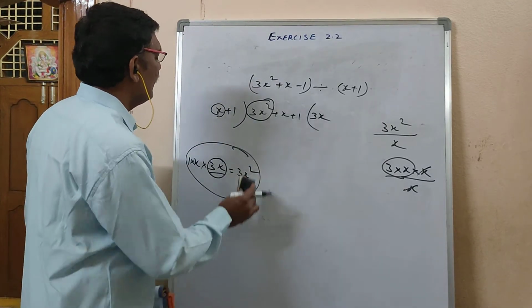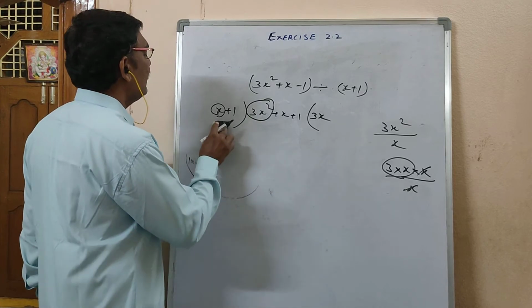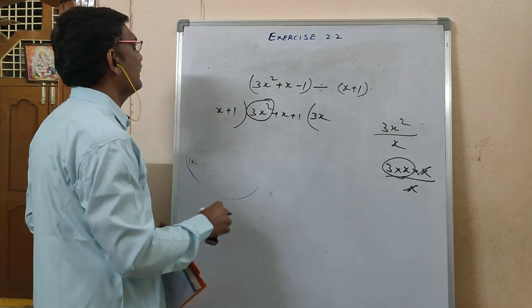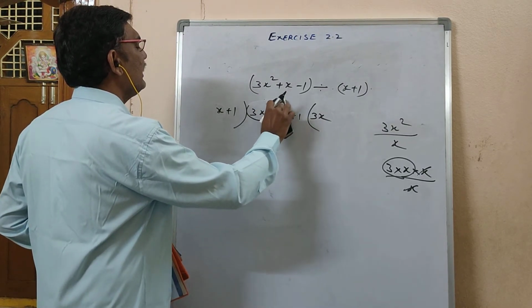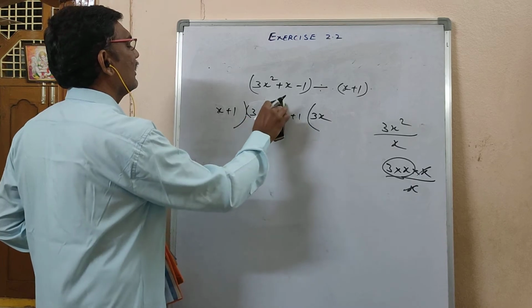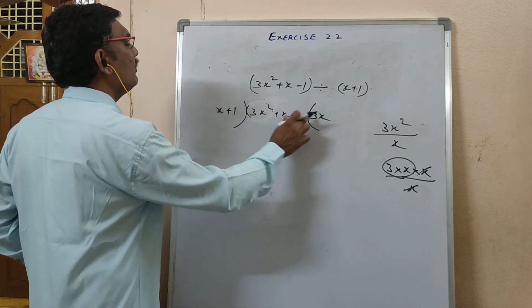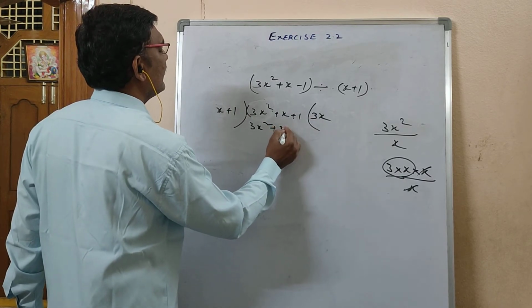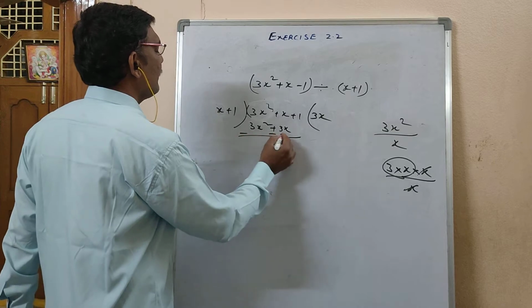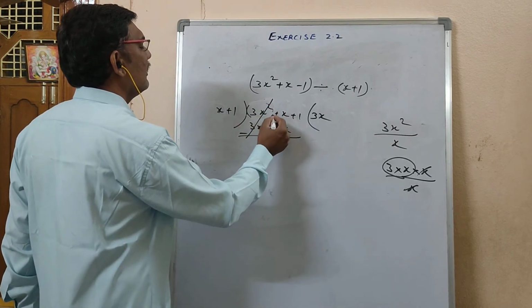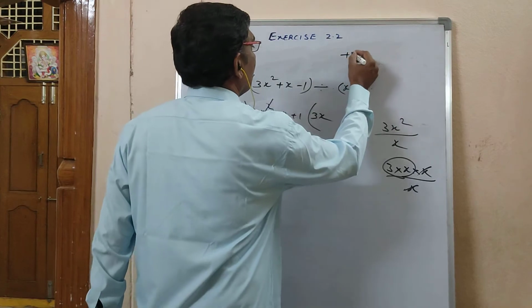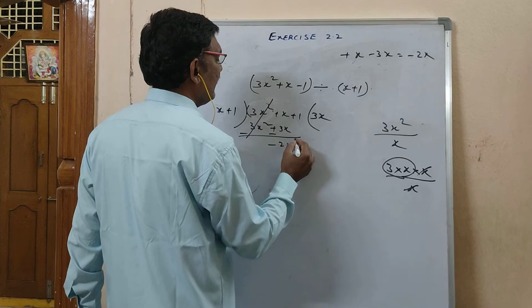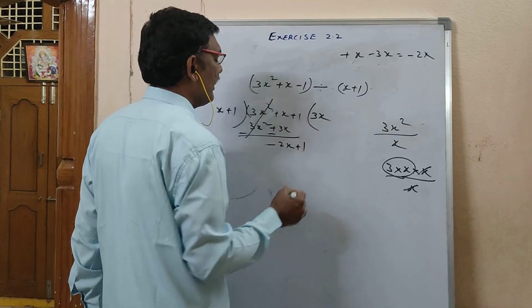Now what you have to do? These two, this x and 1, should multiply with 3x. Means x into 3x one time, that is 3x square, plus 1 into 3x, plus 3x. You have to do subtraction. These two will be cancelled. Plus x minus 3x. The answer is minus 2x. Minus 2x here. This plus 1 as it is, you have to keep it down.